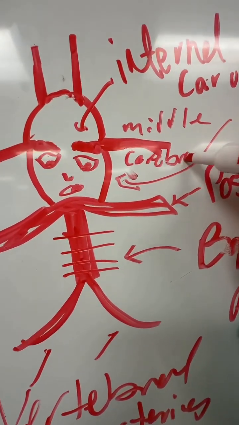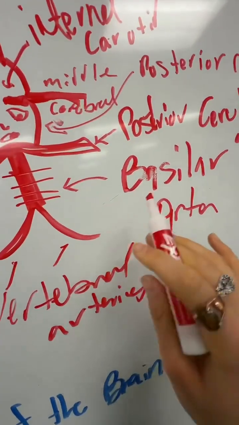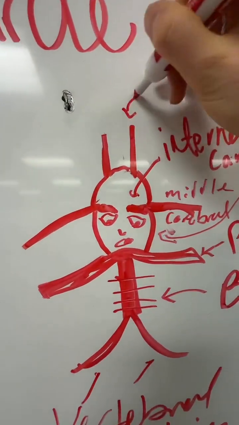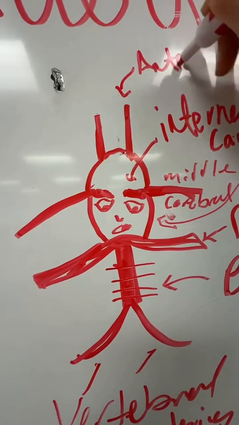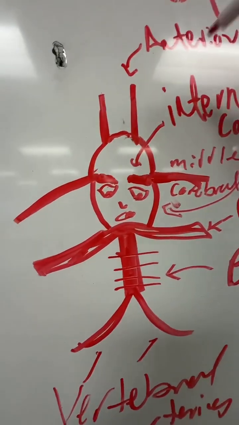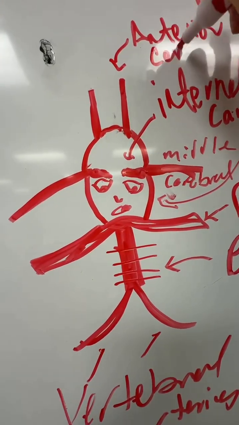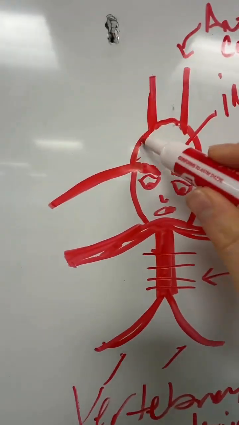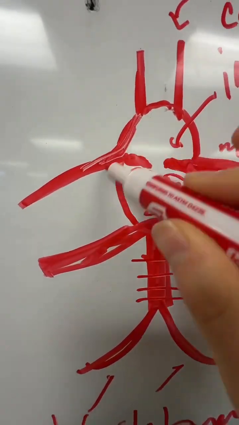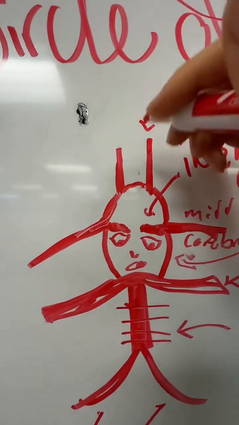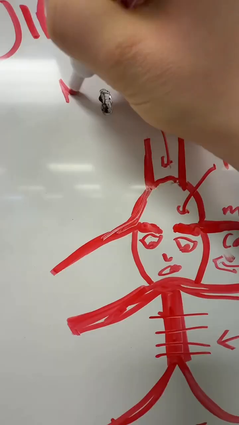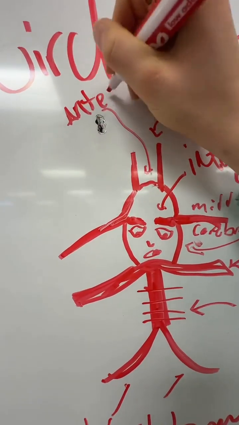The middle goes to the middle section of the brain. The posterior goes to the posterior part of the brain. And the anterior cerebral will go to the front of the brain. So this is technically like a part of the middle cerebral, but connecting the two anterior cerebral arteries is the anterior communicating.